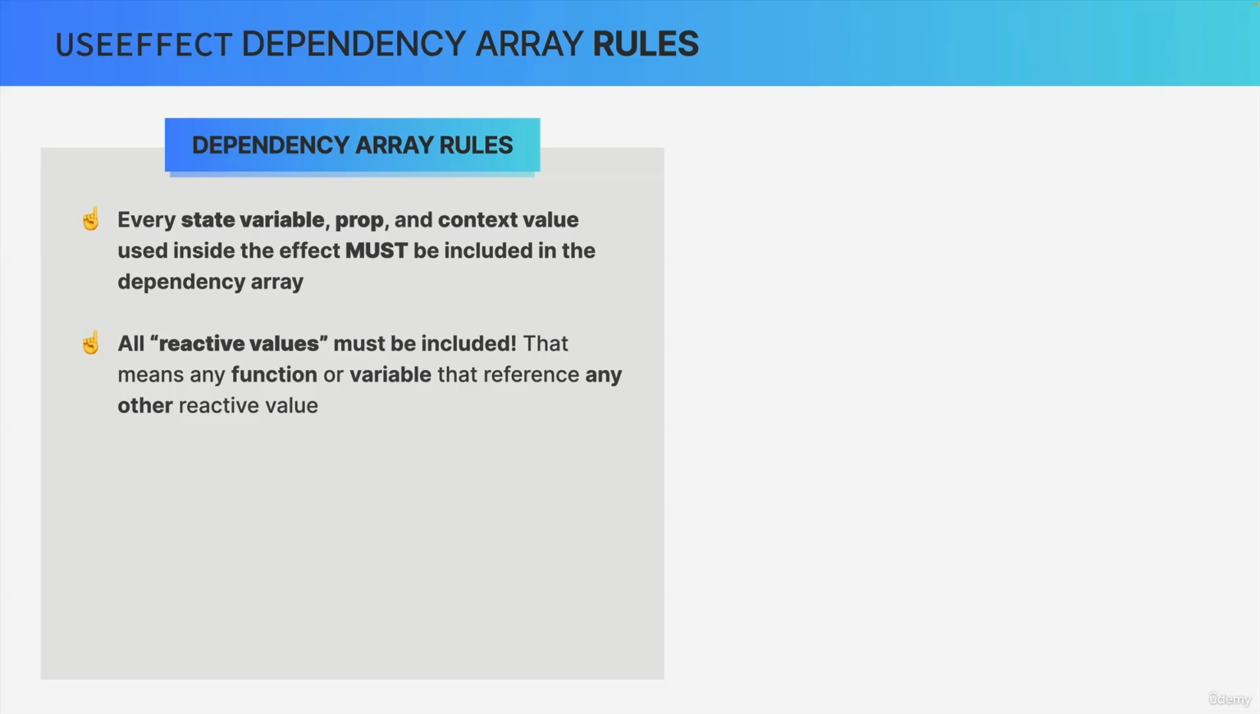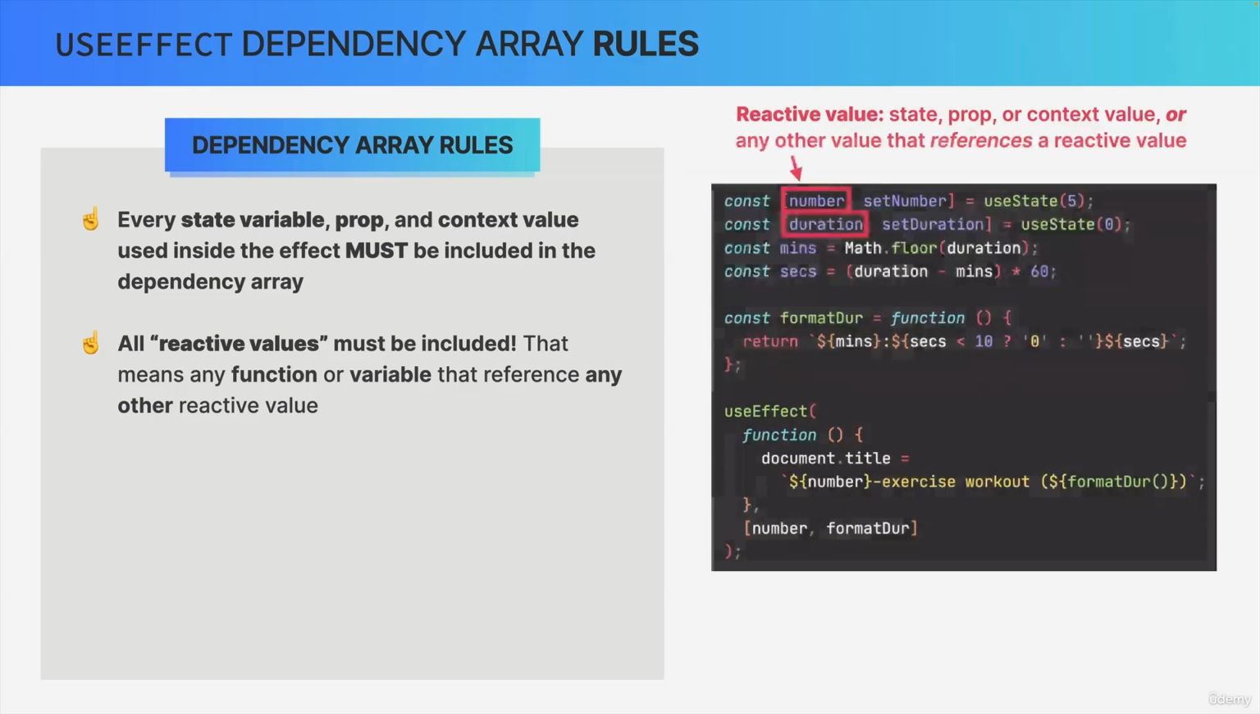But what is a reactive value? Well, a reactive value is any value that is either state, a prop, a context value, or any other value that itself references one of the reactive values. So examples of that are these two pieces of state, these two variables right here, because they reference the duration state, and even the format duration function because it references the reactive values minutes and seconds. So basically, all values that are somehow connected to state, props, or context are reactive values.